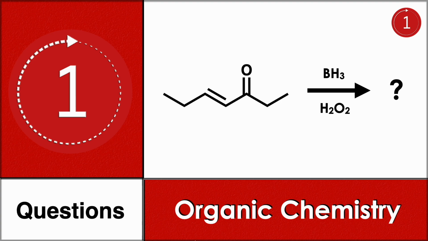Daily one question for you. Here you have a conjugated ketone, which is the alpha, beta-unsaturated form. You are reacting it with boron and hydrogen peroxide. You should find what will be the final product.